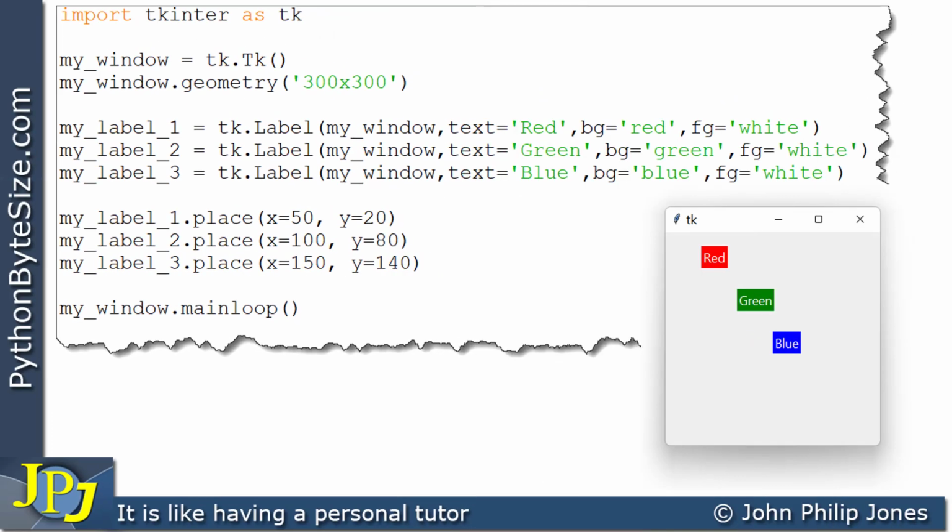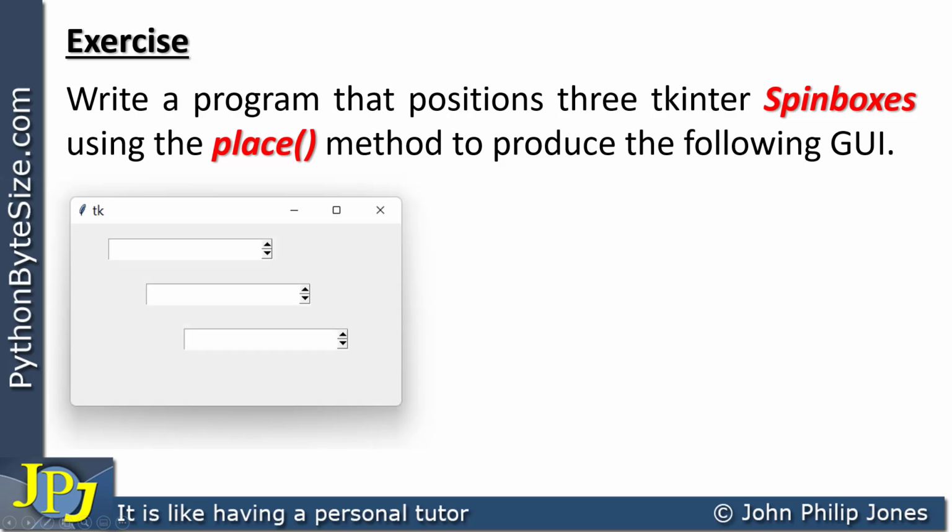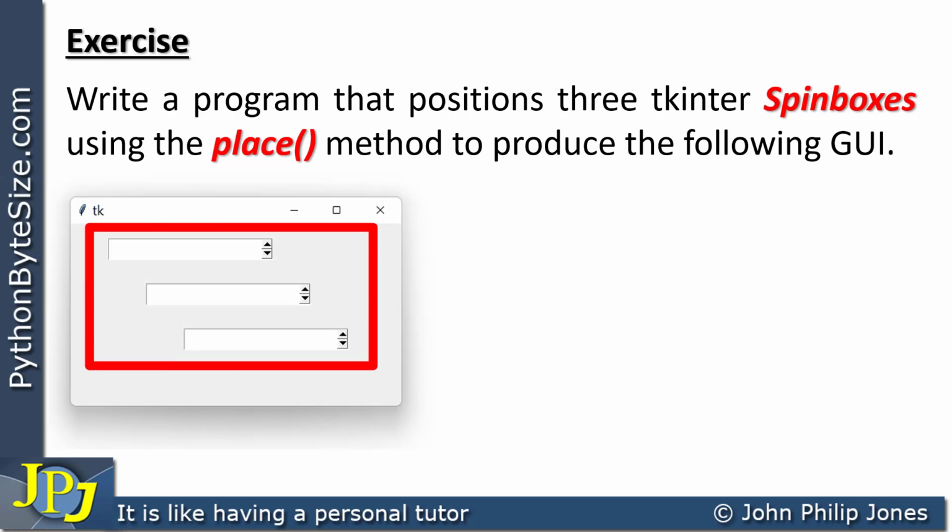Having considered 2 widgets and how they can be positioned using the place method, what I'm going to do now is to set you an exercise which is asking you to write a program that positions 3 tkinter spin boxes using the place method to produce the following graphical user interface. And this is the graphical user interface here. And these are 3 spin boxes.